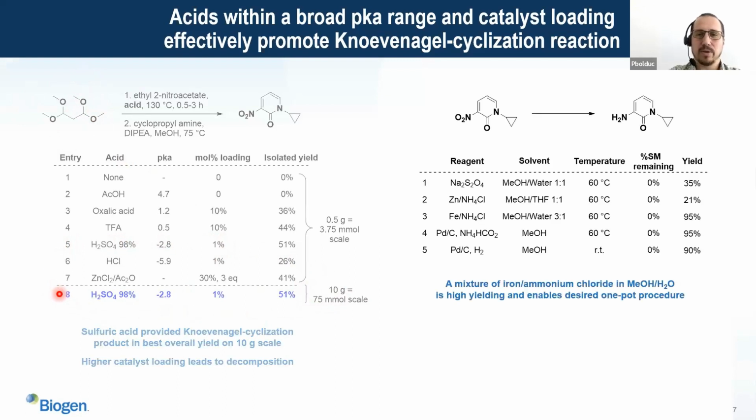The second step that we optimized was the reduction of the nitro. We looked at an array of different reduction reaction conditions, and we found that iron, ammonium chloride in methanol water with gentle heat would provide quantitative yields. The same goes for transfer hydrogenation as well as traditional hydrogenation with hydrogen gas. All three could be used.